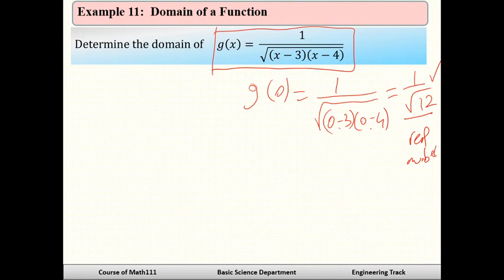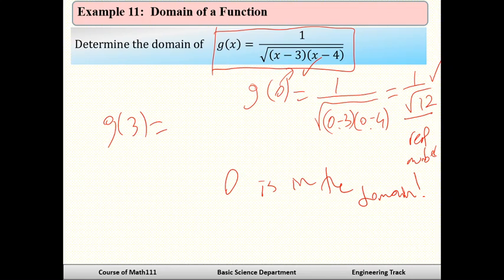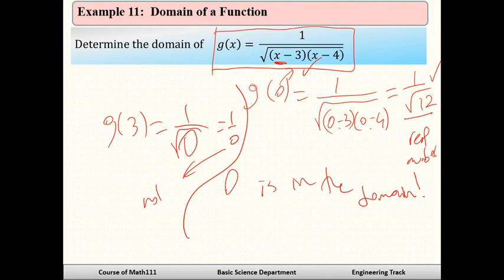So 0 is accepted, right? 0 is in the domain. And what about 3? If you want g of 3, when you do it, you will get 0 here because it will make this one 0. You got 1 over 0, and this is not a real number. It's undefined. So then you say 3 is not in the domain.